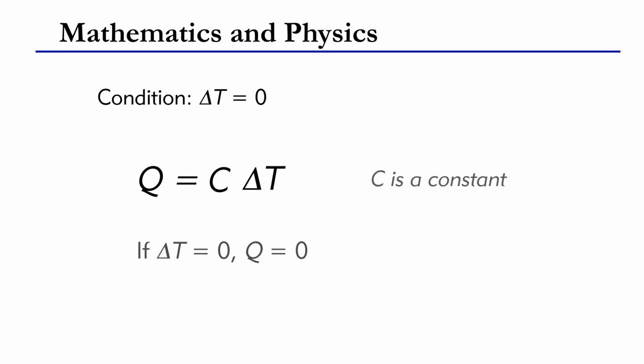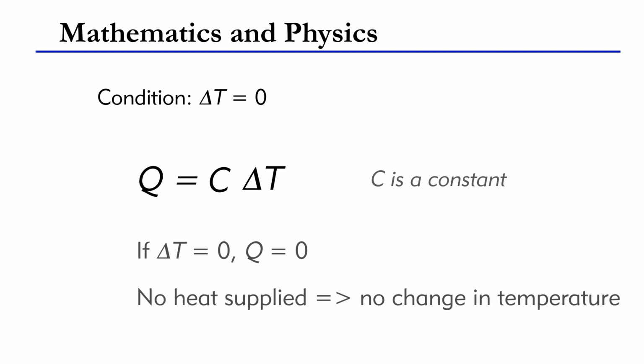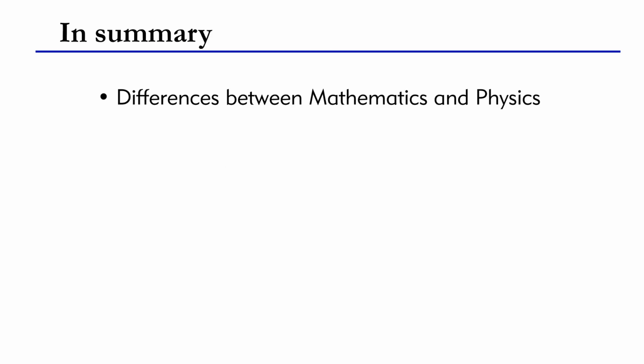Therefore, for delta T equal to 0, Q is equal to 0. It implies that no heat is supplied to the object, since delta T equal to 0 means that there is no temperature change. This is perfectly correct. Without heat supply, there is no change in temperature. Simple, right? In summary, this and the previous video tell you about the difference between pure mathematics and physics.